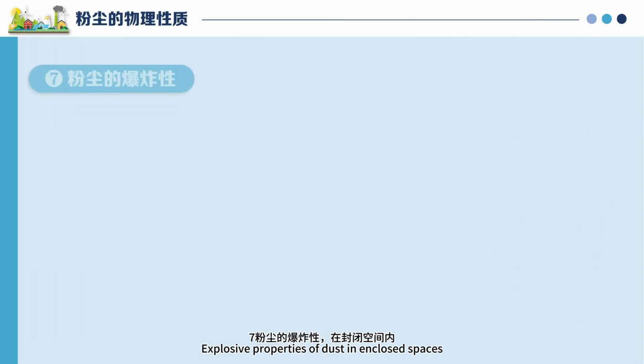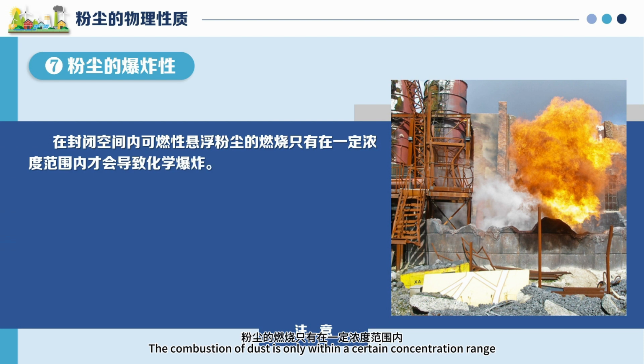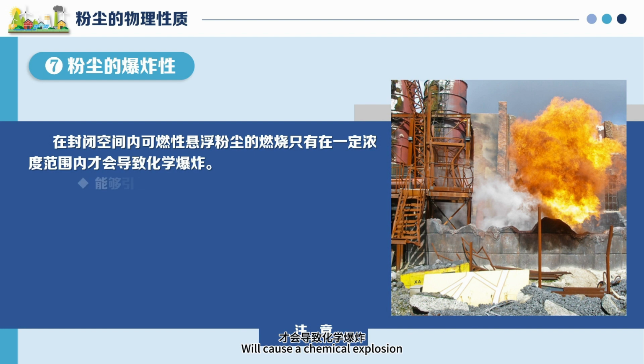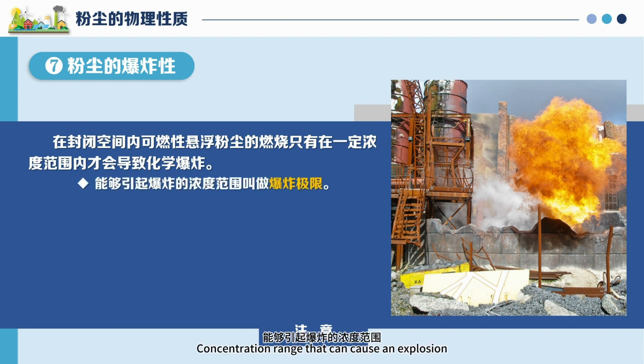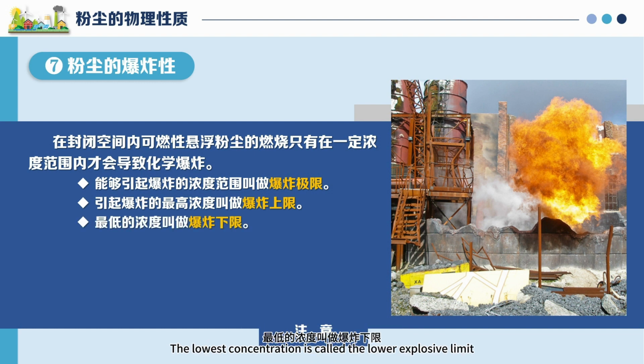Explosive properties of dust in enclosed spaces. Combustible suspension: the combustion of dust will cause a chemical explosion only within a certain concentration range. The concentration range that can cause an explosion is called the explosion limit. The highest concentration that causes an explosion is called the upper explosion limit. The lowest concentration is called the lower explosive limit.